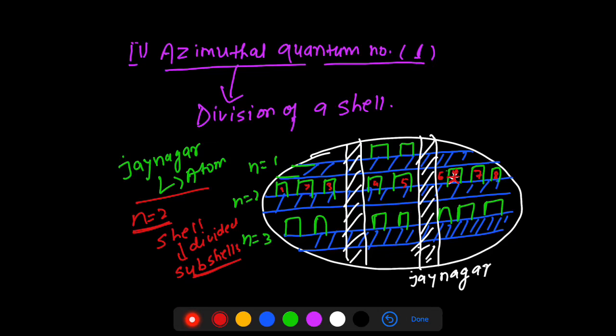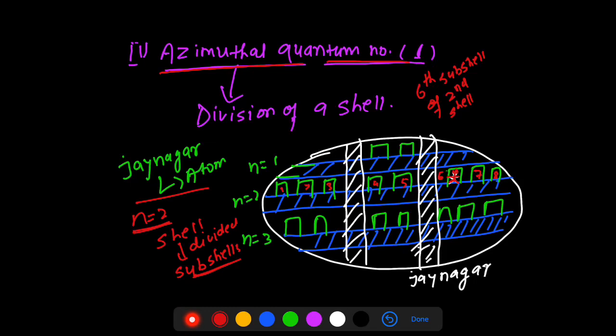and the division of a shell is called subshells. So I will say that the person over here lives in the 6th subshell of the second shell. If we need to find this person, we'll go to the second shell and then to the sixth subshell. The second shell is divided into many subshells.